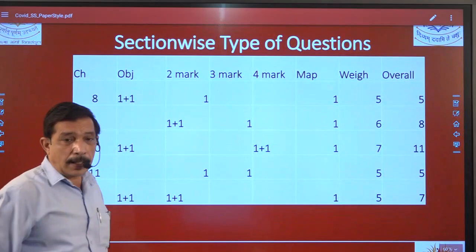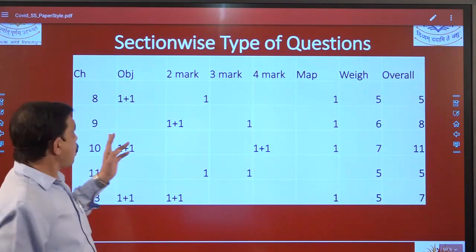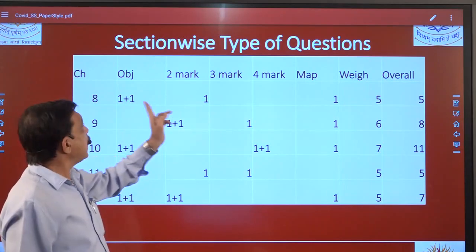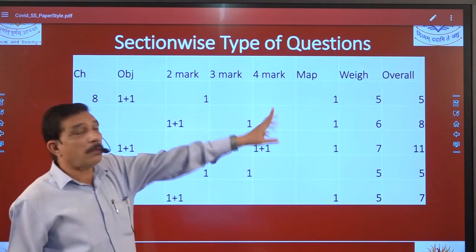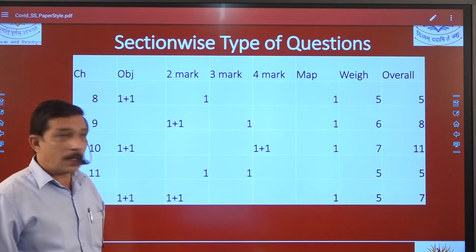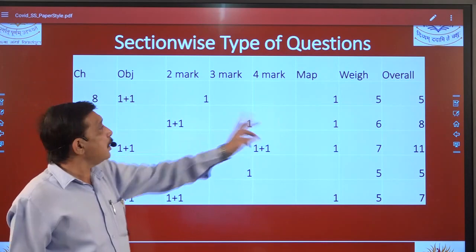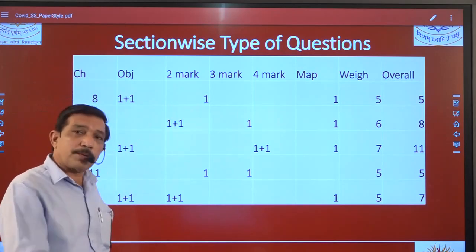Now chapter number 8. Chapter number 8, this is geography. Yes, 5 marks weightage is there. Out of that, 2 mark 1 question and 2 or 3 MCQs, but 1 map marking is fixed. Yes, so you have 2 objectives, 2 marks, map 1 3 and 2 marks 1. So 5, that is fixed.